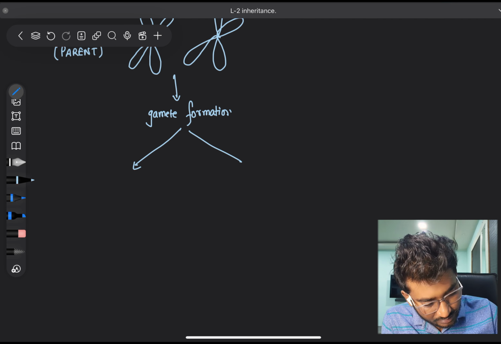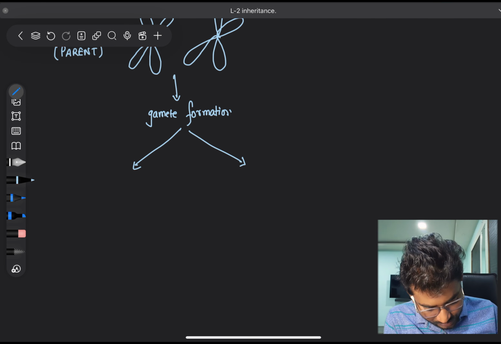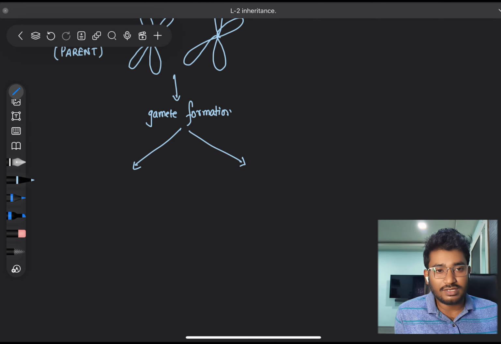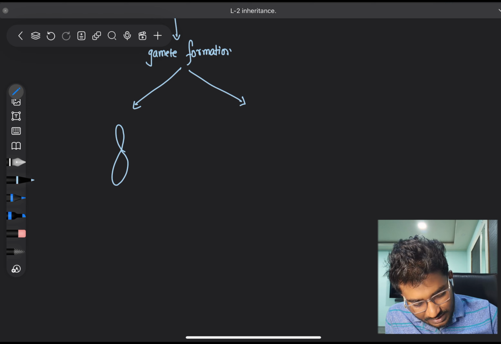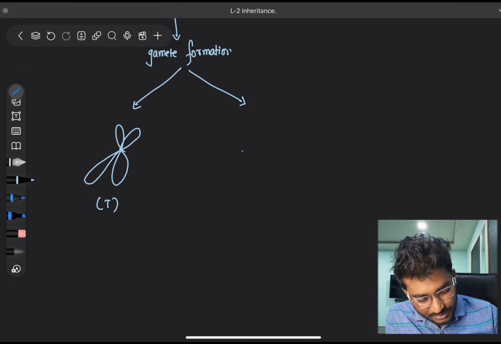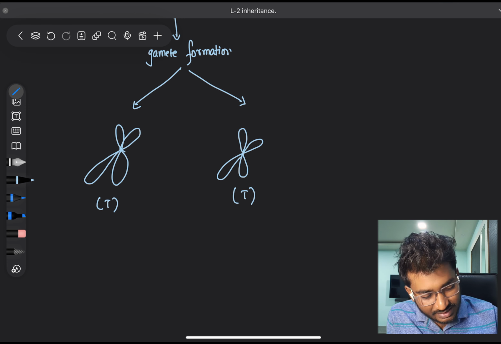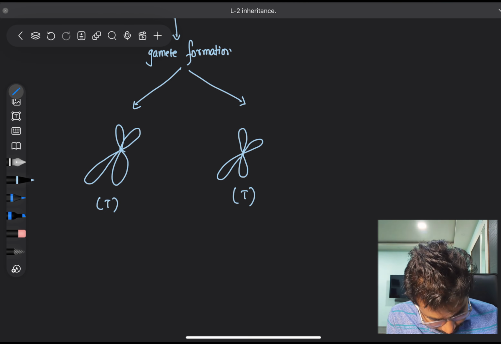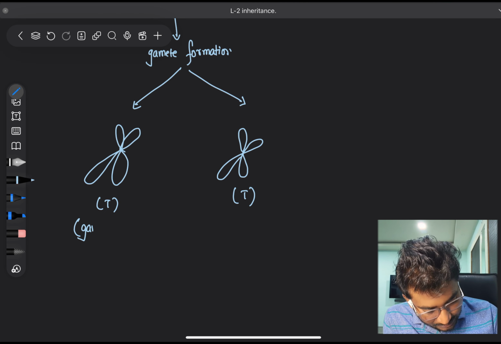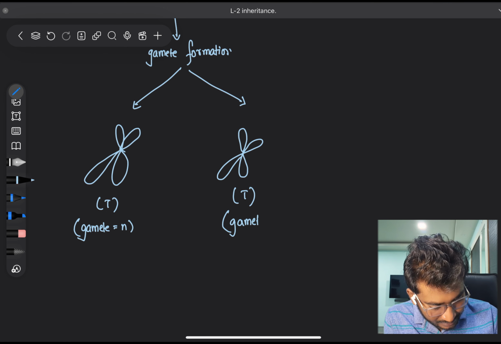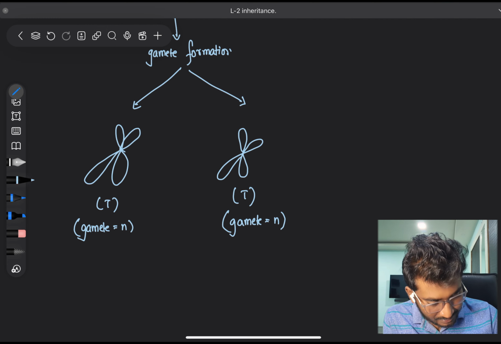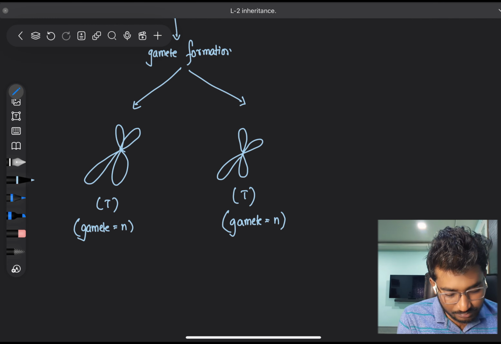Now what happens after gamete formation? It segregates into two daughter nuclei, daughter chromosomes. So one daughter chromosome must be capital T and the other daughter chromosome also capital T. This is a capital T gamete, homozygous tall, and this is also a capital T gamete, homozygous tall. Now this one is a gamete, and a gamete is called n, the terminology for a gamete is n.